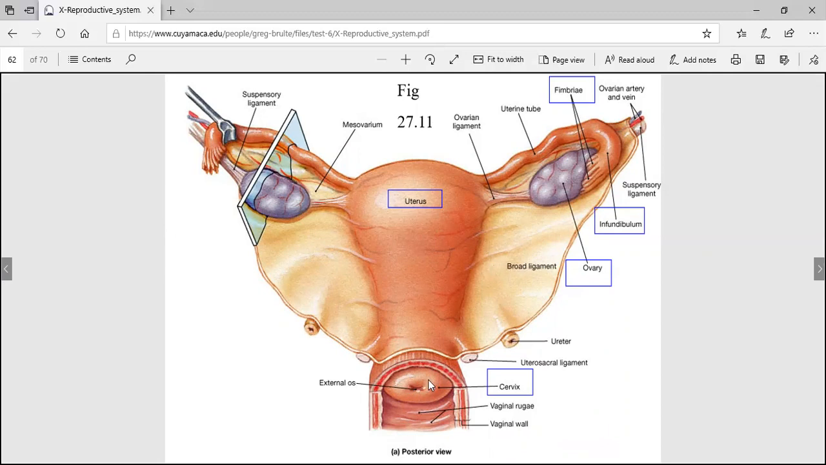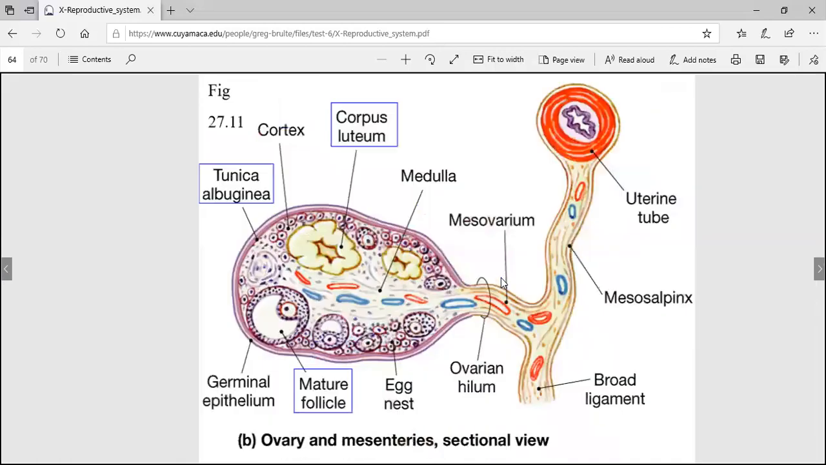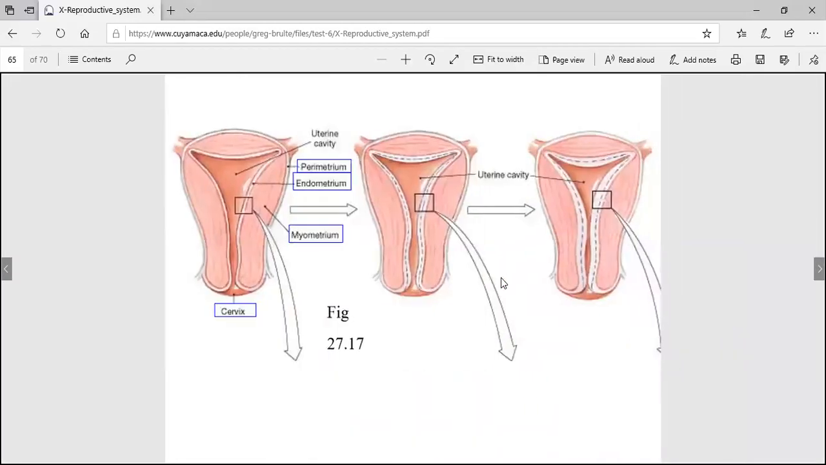Cervix, that's pretty good view there. Okay. And there's your 3 layers. That's pretty nice. Did all that.